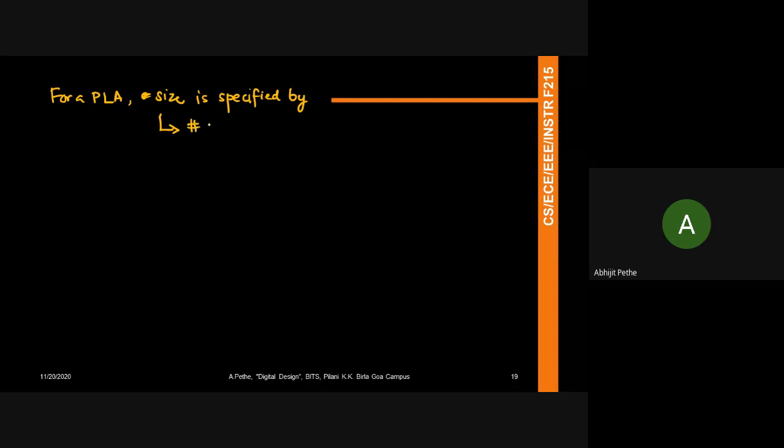The number of inputs, right? So this tells you how many variables you can have in your Boolean expression. The number of product terms you can generate. And finally, the number of outputs, right? So again, this is normally written as N, this is written as K, and this is written as M.